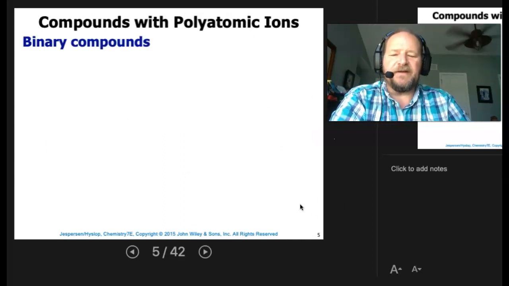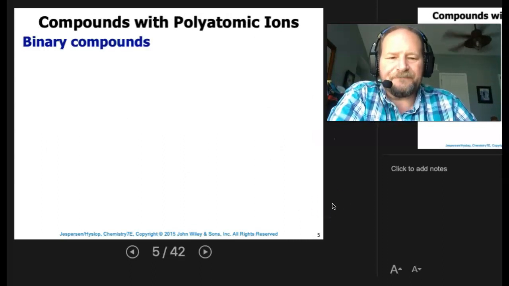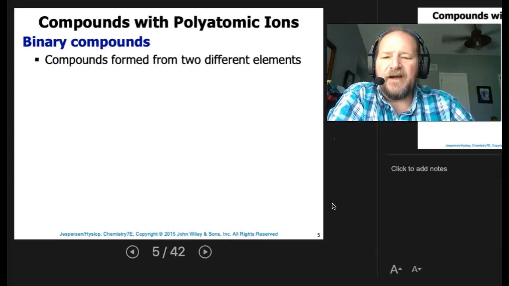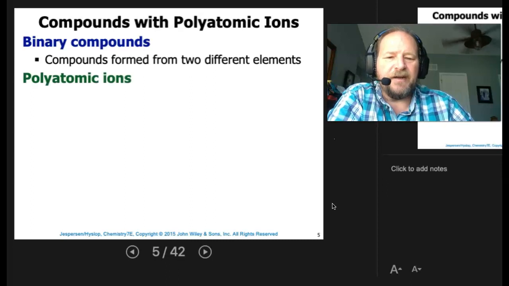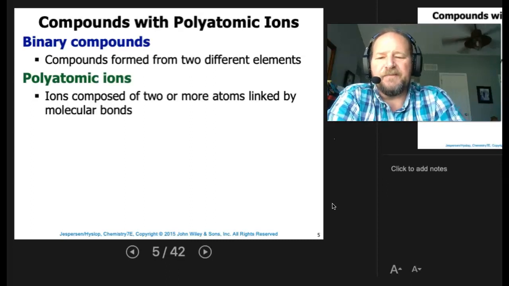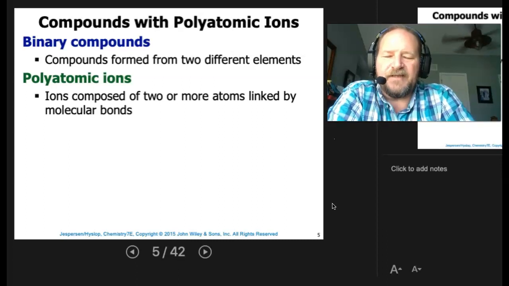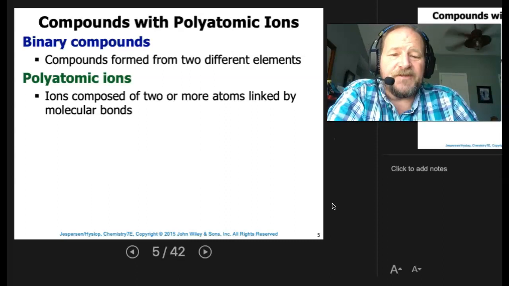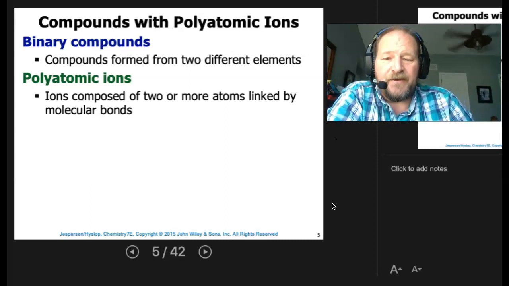So, compounds with polyatomic ions. So far we've talked about binary compounds, where we've just had one metal and one nonmetal, compounds formed from two different elements, right? Now, polyatomic ions means many ions, and so these are ions composed of two or more atoms linked by molecular bonds. We've already seen them. We saw an example with the nitrate, the NO3, and the hydroxide, the OH.